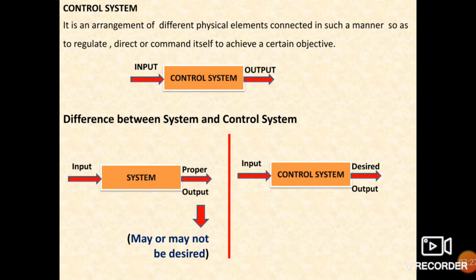Okay, then next, the system means we'll be giving an input and we'll be getting a proper output. That proper output may be desired or may not be desired. Okay, so if you see a control system, in a control system also we are going to give an input, but the result obtained from the control system will be a desired one. Okay, so the output from the control system will be a desired one. So for better understanding of the difference between system and control system, let's see an example.